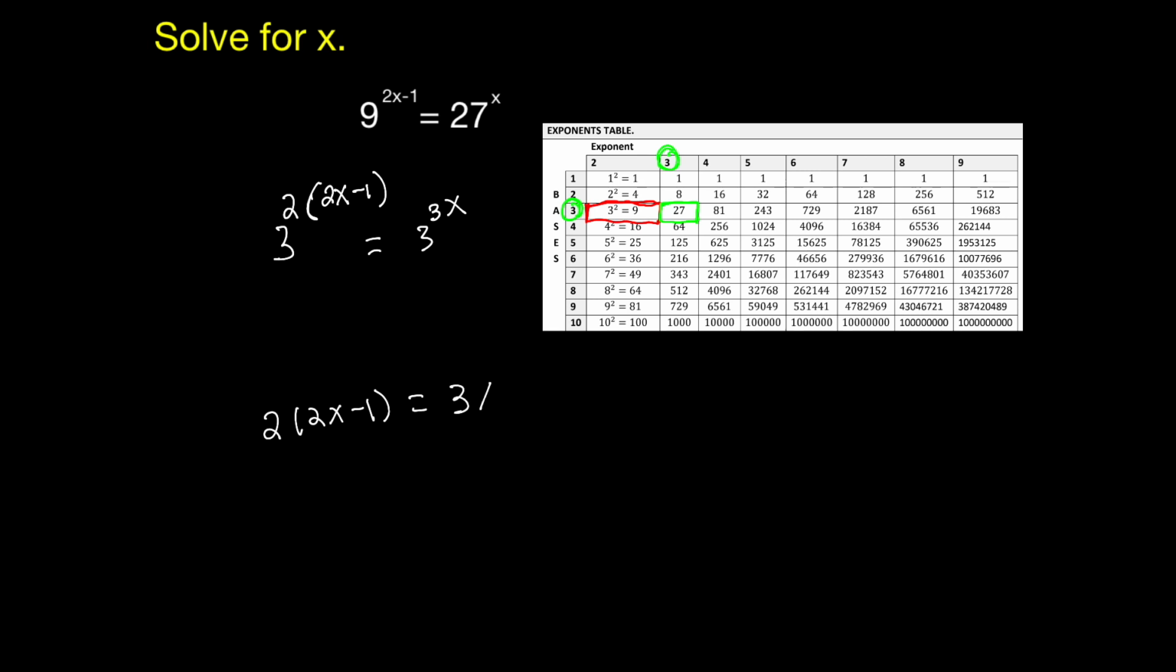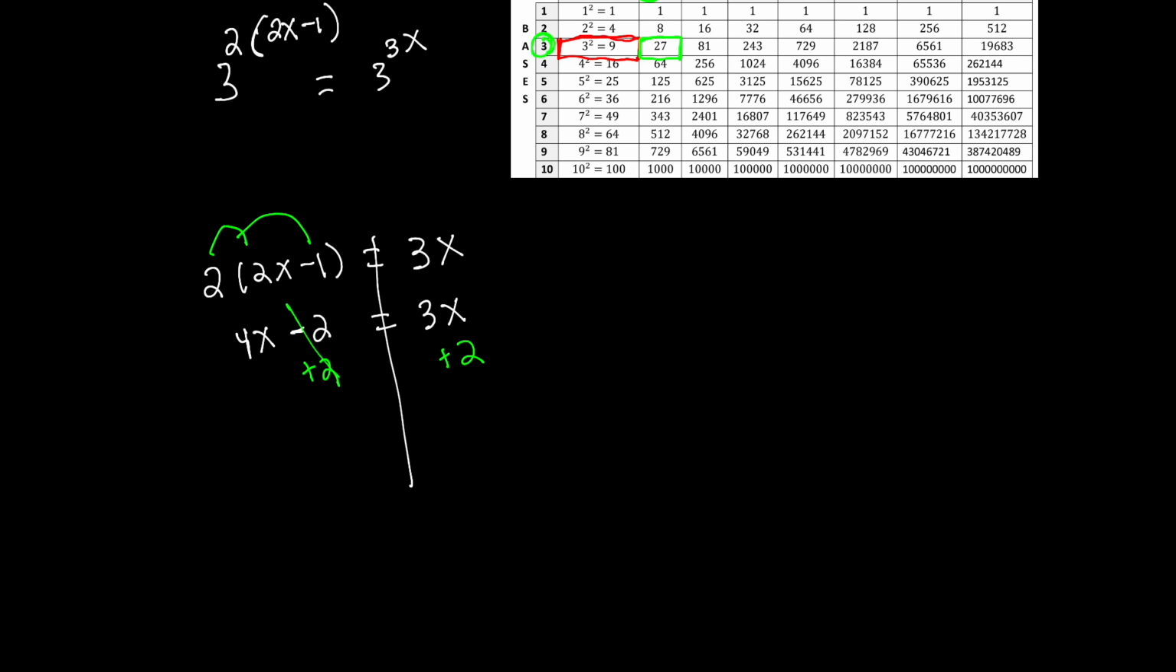And now I need to solve for x. I'm going to begin by distributing the 2 on the left-hand side. So 2 times 2x, that's going to be 4x. And then 2 times negative 1, I'm going to get a negative 2. On the right side, I still have 3x. Whenever I have x's on both sides of the equation, I need to group them together. So here I am going to add 2 to the other side.